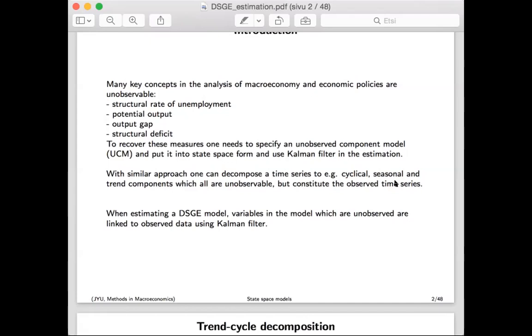And then when we estimate the DSGE model, we need to link the model variables, which are unobserved, to data, and also for this we use the Kalman filter.